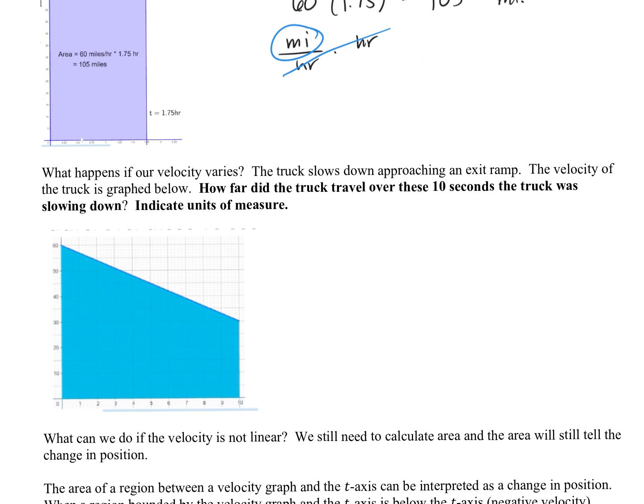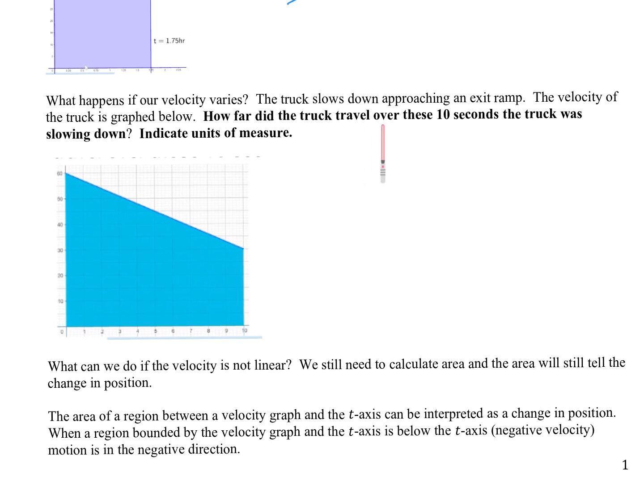So what happens if our velocity varies? The truck slows down approaching an exit ramp. The velocity of the truck is graphed. How far did the truck travel over these 10 seconds? It's a triangle and a rectangle. You could totally think about this as a triangle. Let me do that with black. A triangle and a rectangle.